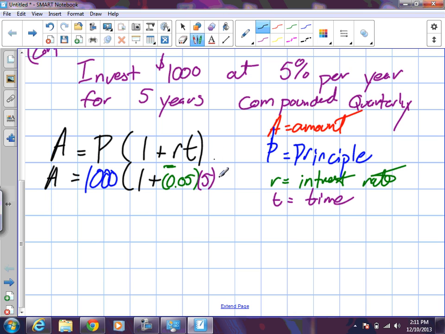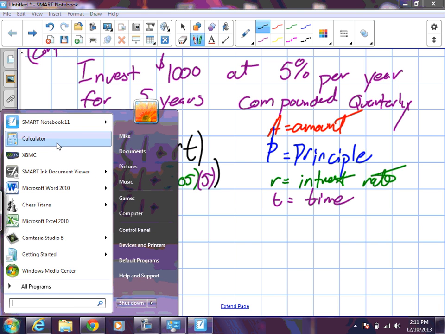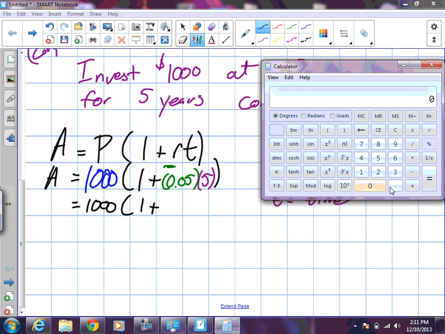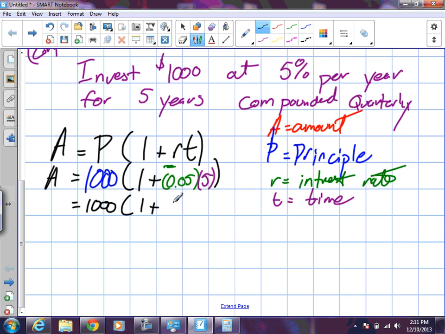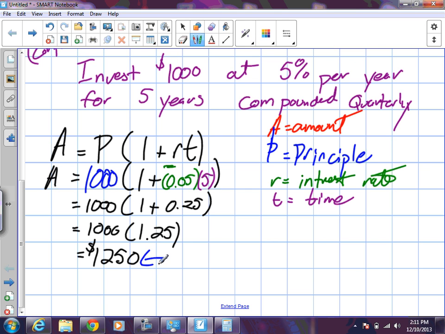Okay? So we put these values together. This becomes 1,000 multiplied by 1 plus, and we'll bring up a calculator here, 0.05 multiplied by 5. That's 0.25. When I add those together, I get 1.25. And then I need to multiply that by 1,000. Anyone know what that's going to be? 1,250.